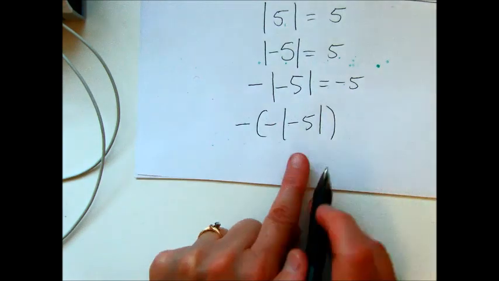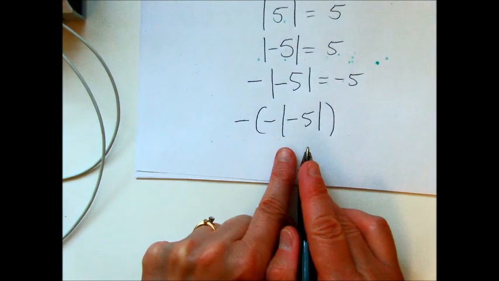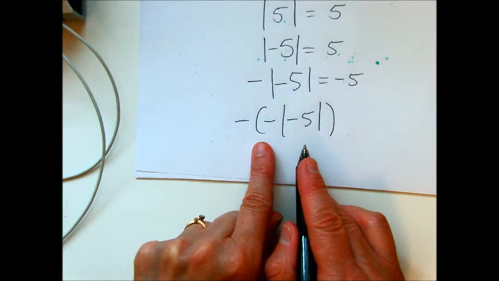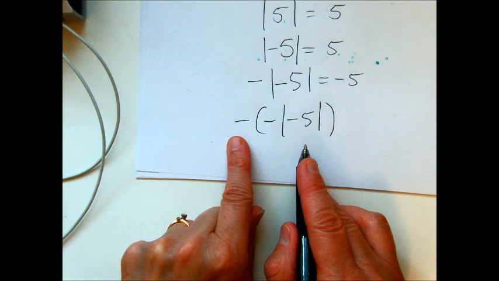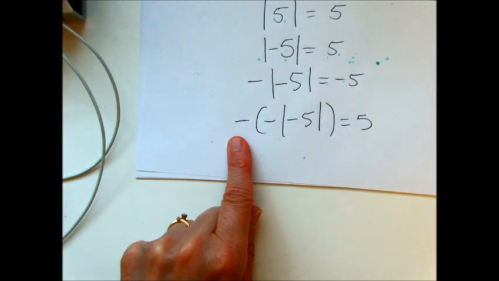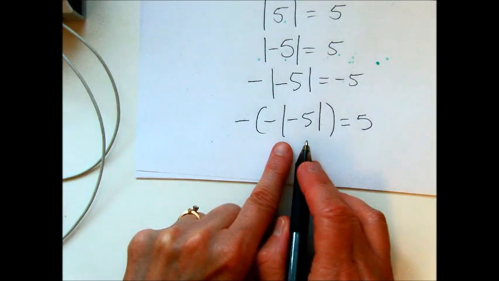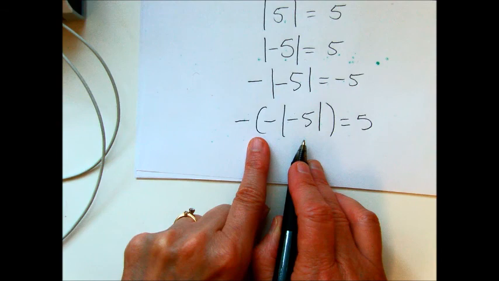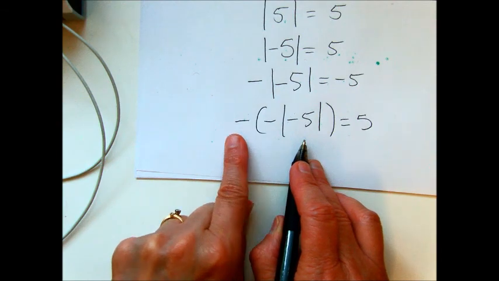Okay, again, we want to start in the middle. The absolute value of negative 5 is 5. The opposite of 5 is negative 5. The opposite of negative 5 is 5. Let's just double check. So absolute value of negative 5 is 5. Opposite of 5 is negative 5. Opposite of negative 5 is 5.